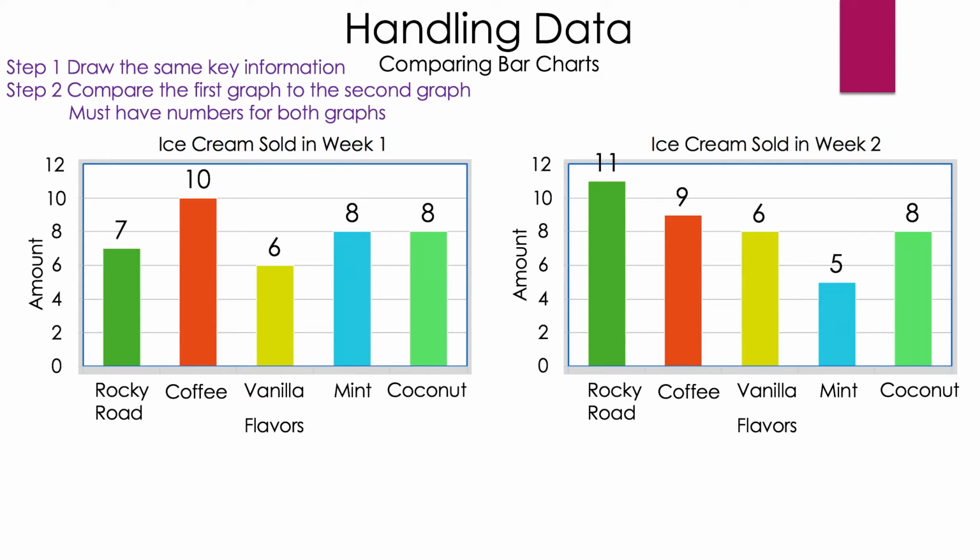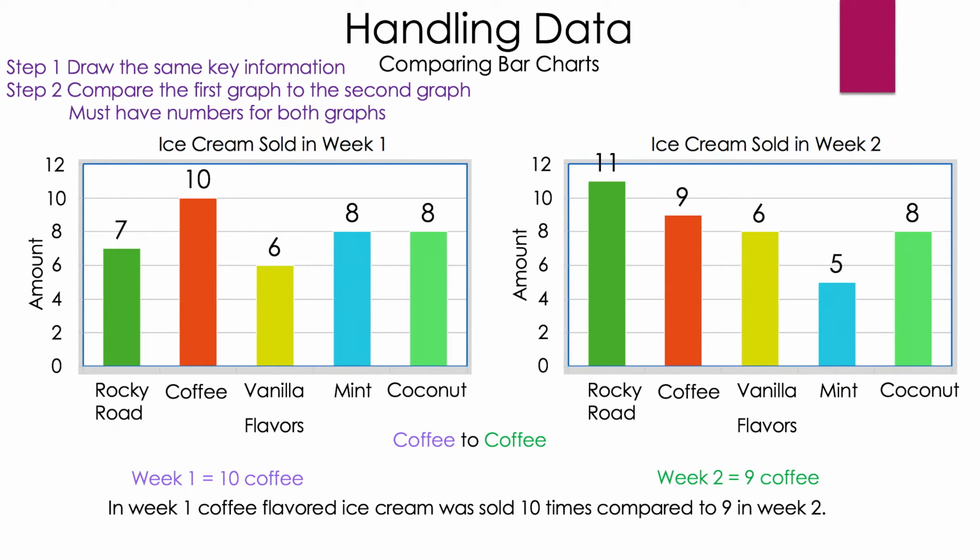So the first step is to write down the value of each section so that it's easier to visualize and write down the sentences. So let's go ahead and talk about coffee to coffee. Now we're going to draw even more key information, which is the flavors that were sold that we're going to talk about. So in week 1, 10 coffee flavored ice cream was sold and 9 in week 2. Now we're going to go ahead and write down the sentence for it.